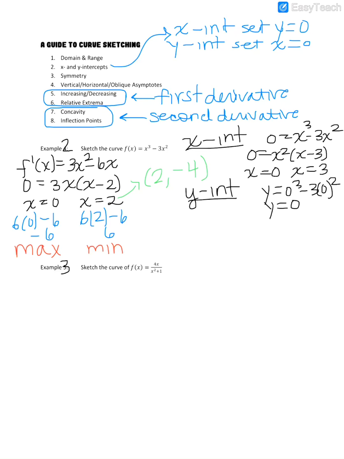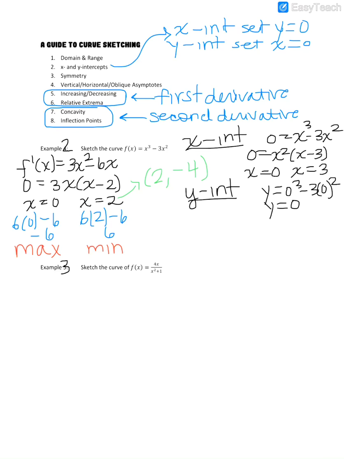All right, so let's look at this last one here. Let's go through the steps. Domain and range: doesn't seem like we have any limit on our x values. So number 2, x and y intercepts. Let's do that first.